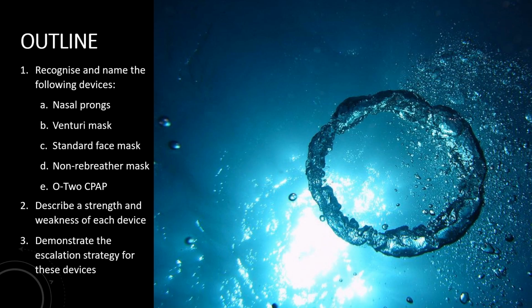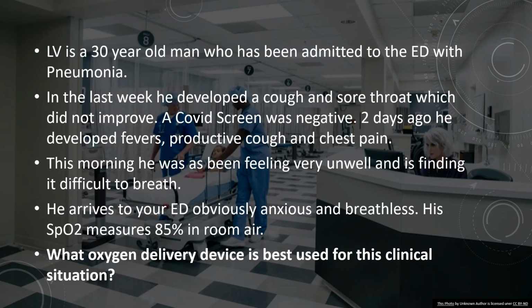Let's start with the clinical situation. LV is a 30-year-old man who's been admitted to the ED with pneumonia. In the last week, he developed a cough and sore throat which did not improve. Fortunately, a COVID screen was negative. However, 2 days ago he developed fevers, a productive cough, and chest pain. This morning he has been feeling very unwell and is finding it difficult to breathe. He arrives at your ED obviously anxious and breathless. His SpO2 measures 85% in room air. What oxygen delivery device is best used for this clinical situation?